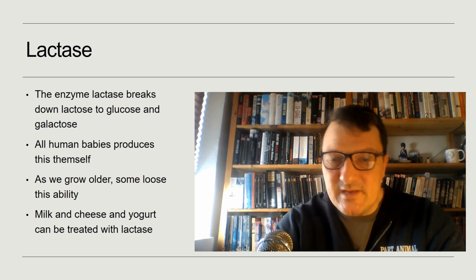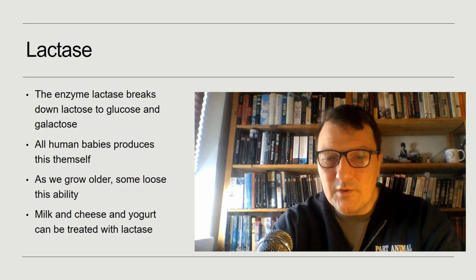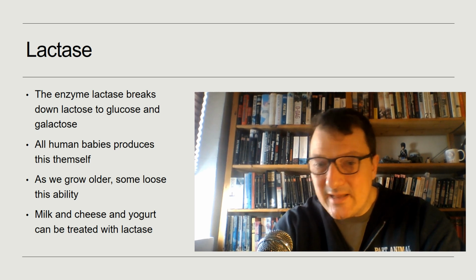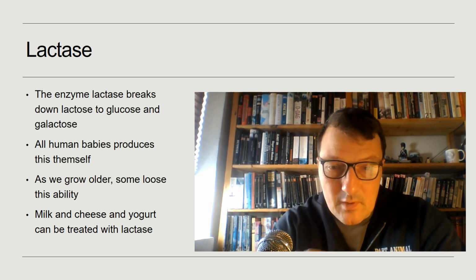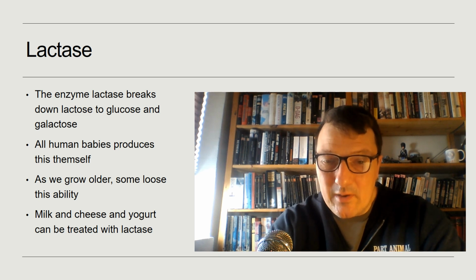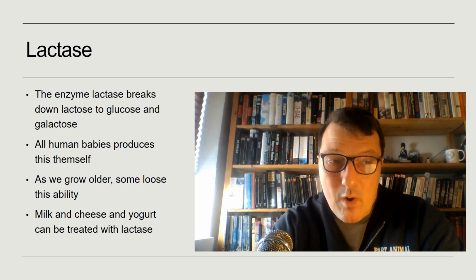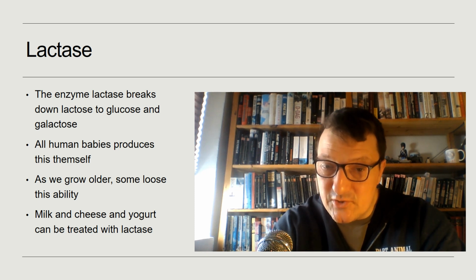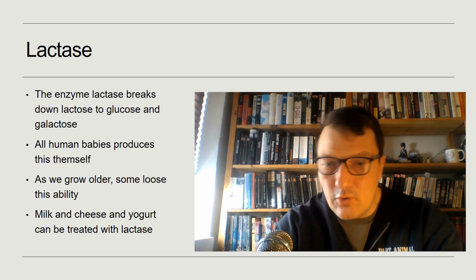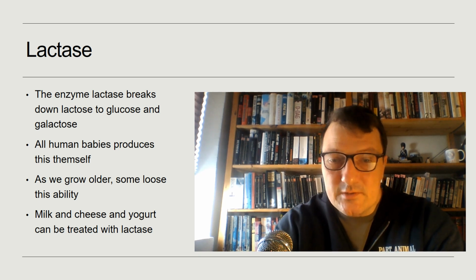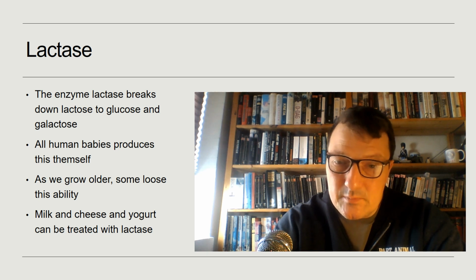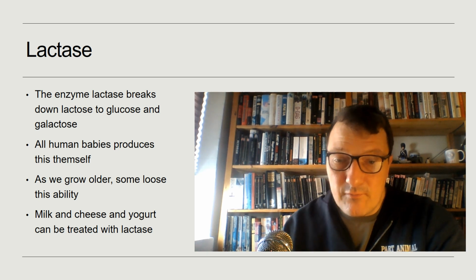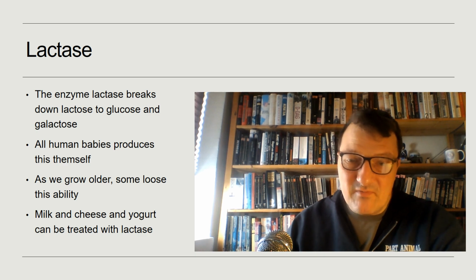But if you lack this enzyme, then larger doses of milk, yogurt, stuff like that can give you an upset stomach. So you can now get milk and cheese and yogurt where we added the lactase enzyme before selling it. And that means that the lactose is now broken down, so people who can't digest it can still enjoy yogurt and cheese and milk. So this is another example of using enzymes to help process our food in a way that makes it available to more people.